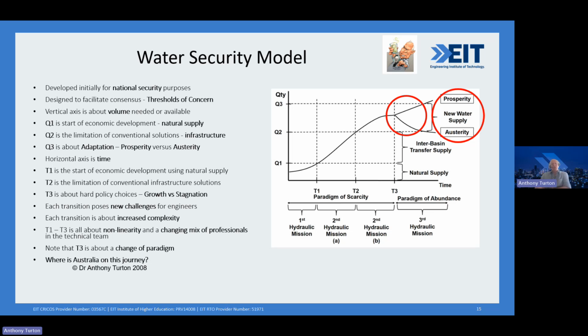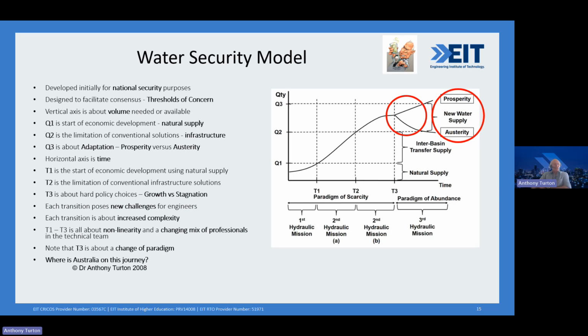So let's focus just in the top right-hand corner. The question now is, do we want a future of prosperity, or do we want a future of austerity? And now, where does engineering fit into that? And how do engineers start reframing their thinking about just developing supply to actually managing and developing solutions for bigger things such as social stability, investor confidence, etc.?